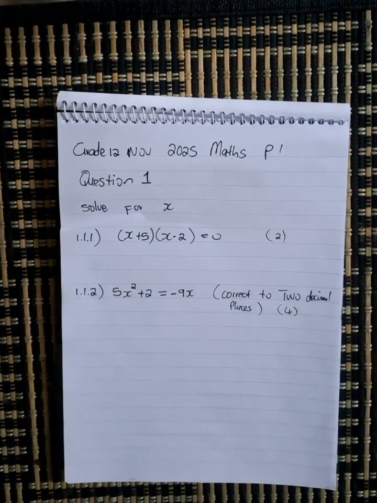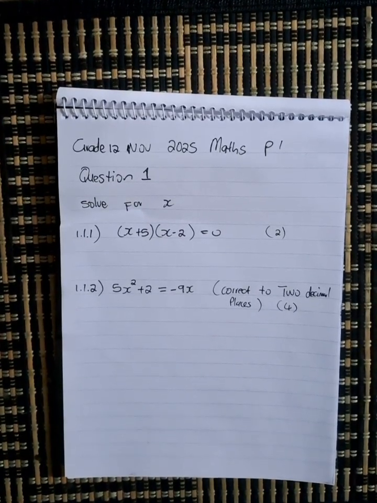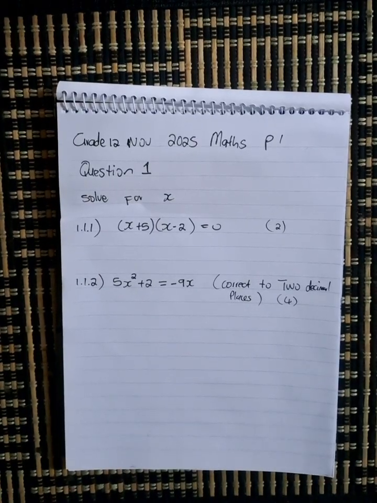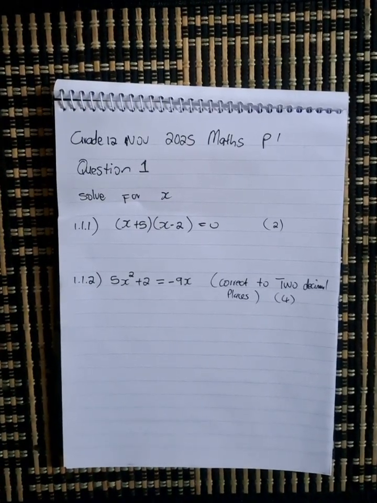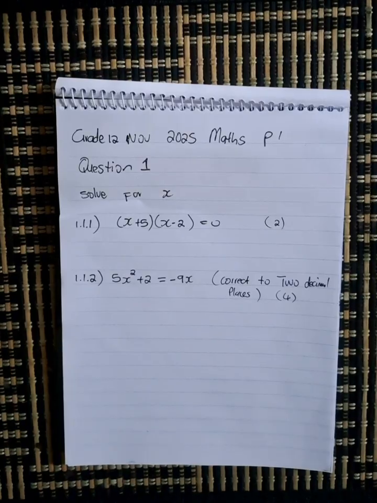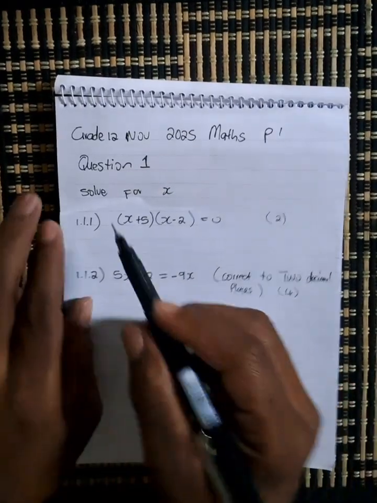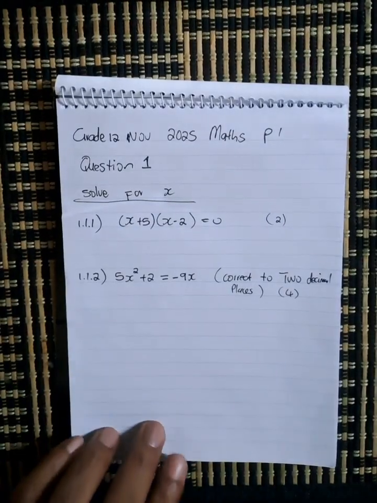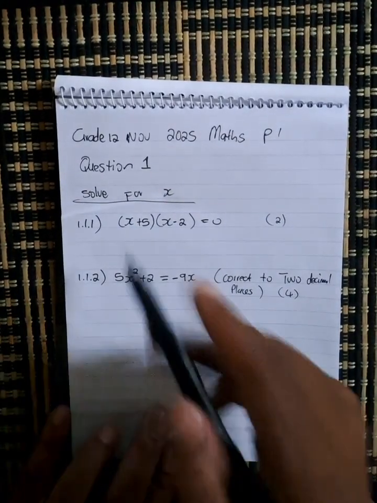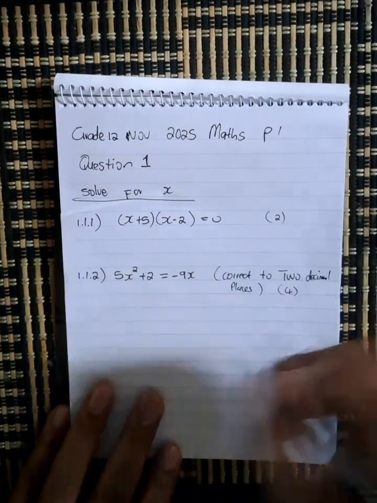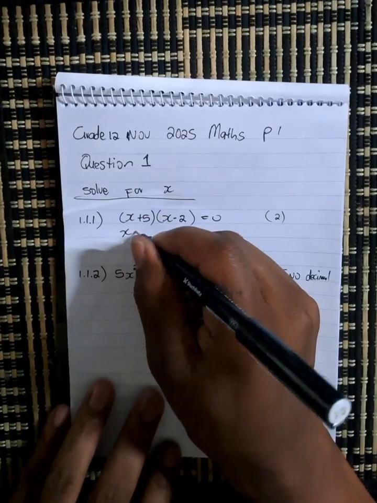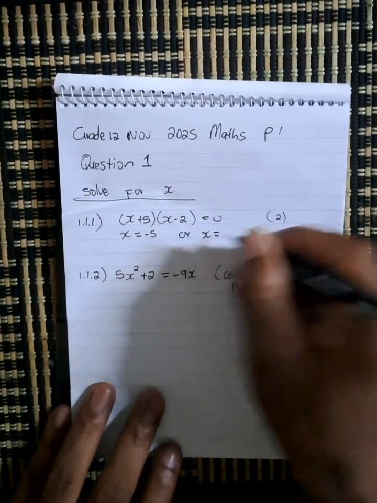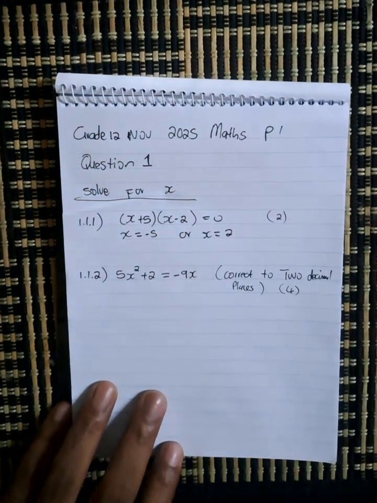Today I'll be doing the grade 12 November 2025 math paper 1, with the focus only on question 1. Okay, let's start with 1.1.1. The question is: solve for x. How do we do that? Because this is 2 marks, we simply say x equals minus 5 or x equals 2, and then you've got your 2 marks.